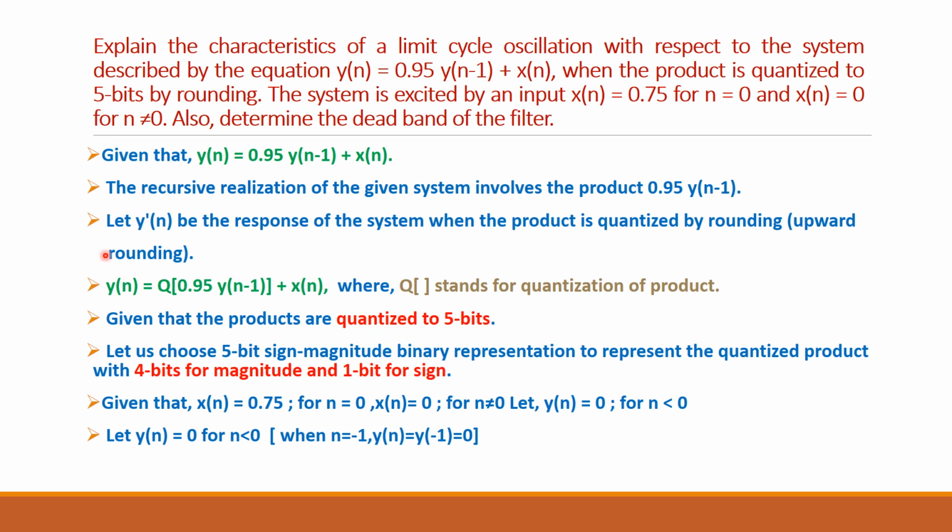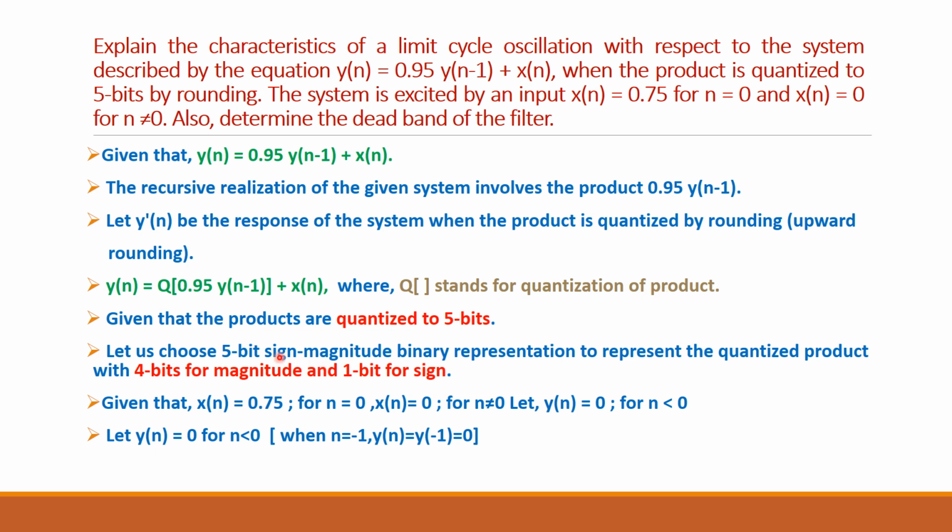Now consider y of n to be the response of the system when the product is quantized by rounding. So we are going to multiply these two terms, that is 0.95 and y of n minus 1. Then we are going to apply quantization, that is rounding. Then we are going to find out the value. So y of n is equal to Q of 0.95 into y of n minus 1 plus x of n, where Q represents quantization, that is, quantization of the product.